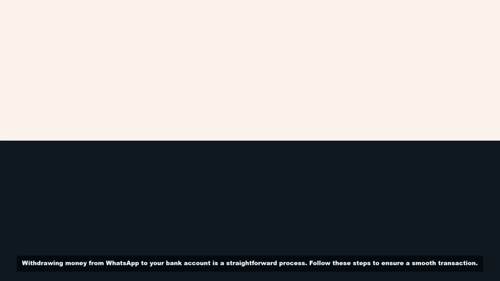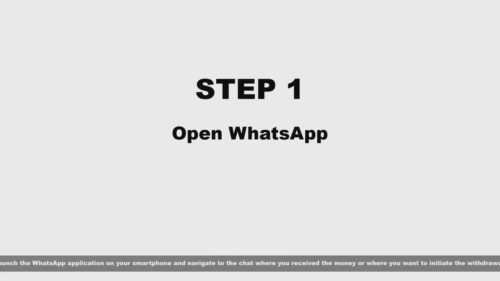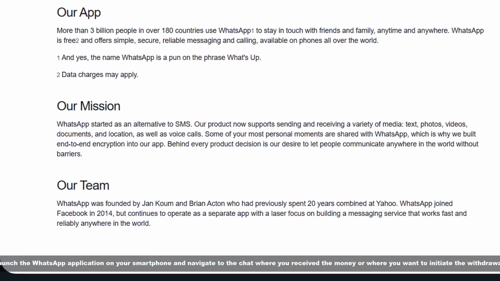Withdrawing money from WhatsApp to your bank account is a straightforward process. Follow these steps to ensure a smooth transaction. Step 1. Open WhatsApp. Launch the WhatsApp application on your smartphone and navigate to the chat where you received the money or where you want to initiate the withdrawal.